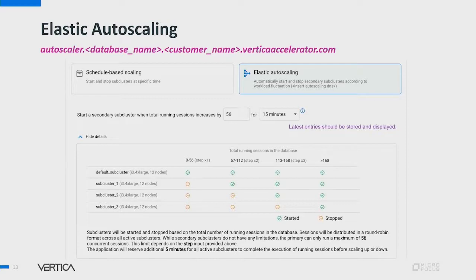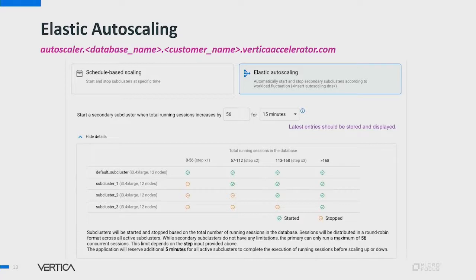In this example, I have set up the policy so that when the system detects the active running sessions increases by 56 for 15 continuous minutes, an extra subcluster is turned on. As you can see on my screen, there are 4 subclusters in my database. Each subcluster is i3-4x large with 12 nodes, but it doesn't have to be. In fact, I could have easily chosen my default subcluster to be much smaller, maybe having 3 nodes, and I could have chosen my subcluster 3 to be much larger instances.